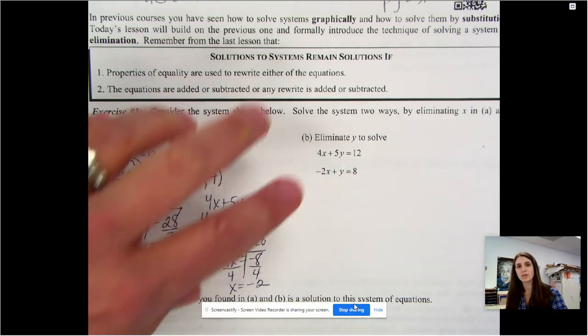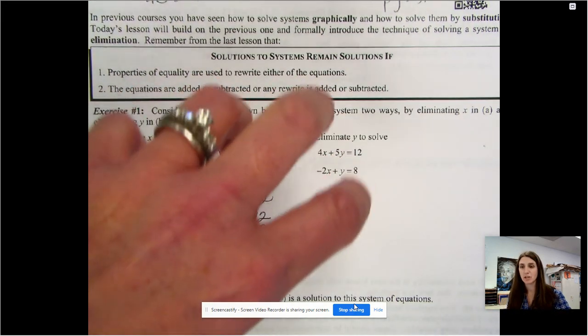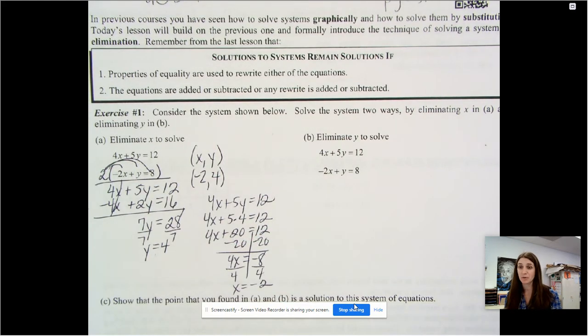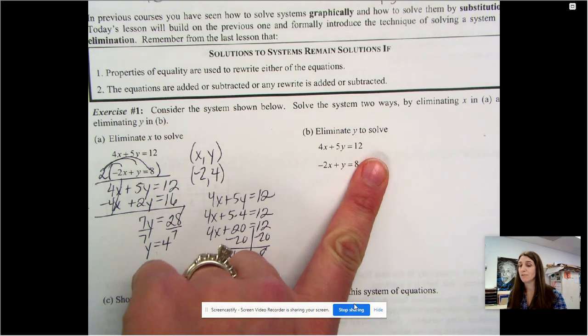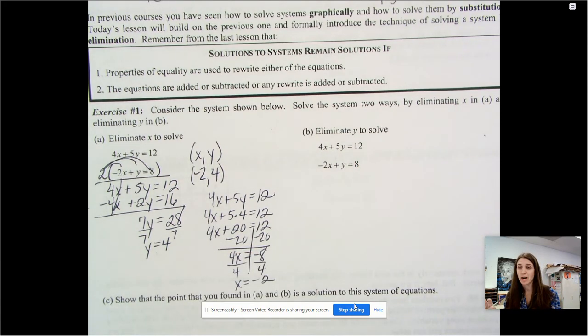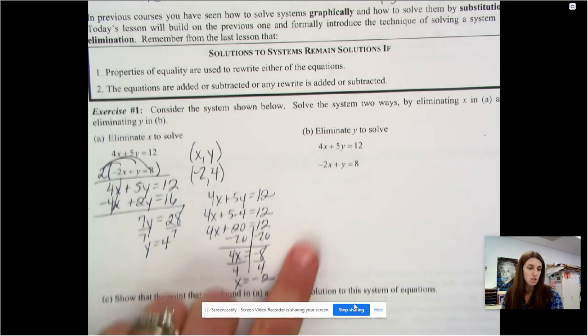Now what we're trying to show you in exercise number 1 is that you can eliminate the x's by manipulating the equations that way, but you can also eliminate the y's. If you see something that might catch your eye before the other thing, you can eliminate something different than your friend and still get the same answer. So let's check it out.